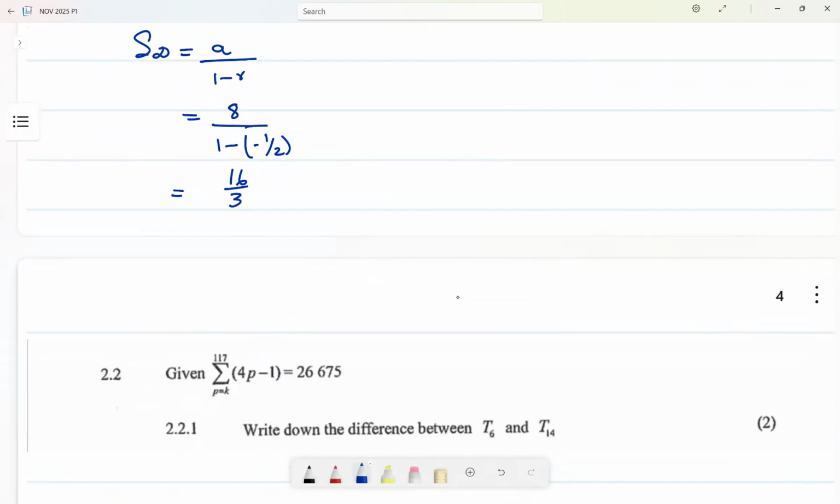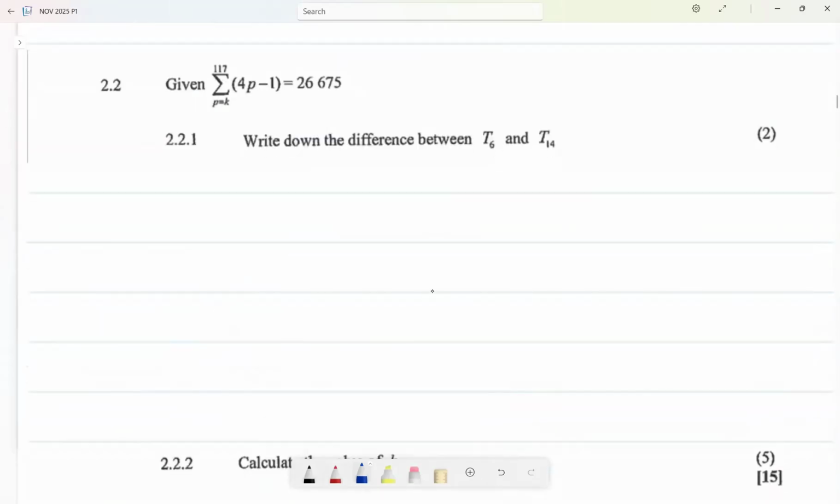Beautiful stuff. 2.2, interesting question. It says, given the sum from k to 117, so 117 gives you the last term, Tn of the last part. This is basically the last term.